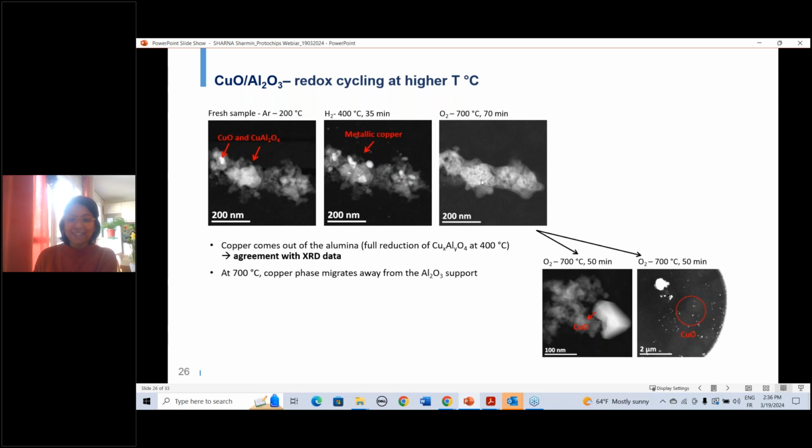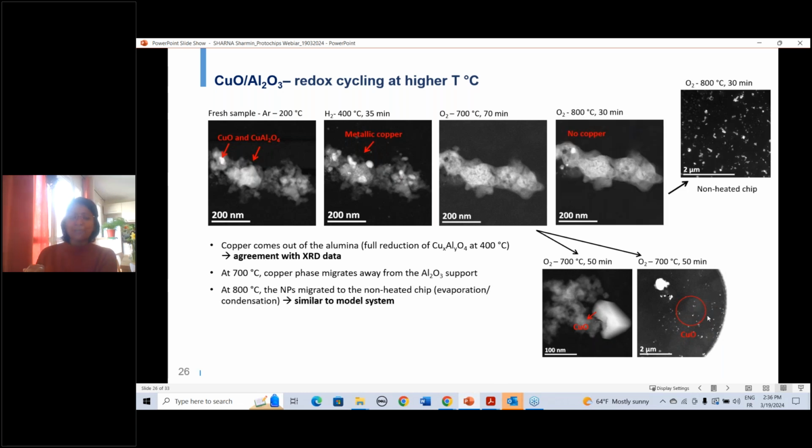So in this case, all the copper oxide that was here before is gone and has accumulated in other areas. For example, here you have accumulation, a big particle of copper oxide, and here the silicon nitride membrane is full of copper oxide. So it seems like copper oxide somehow prefers silicon nitride compared to alumina.